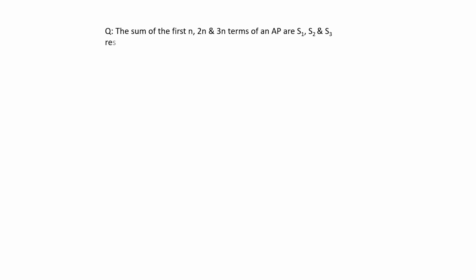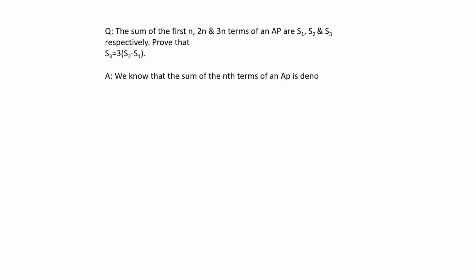The sums of the first n, 2n and 3n terms of an AP are S1, S2 and S3. Prove that S3 equals to 3 times S2 minus S1.